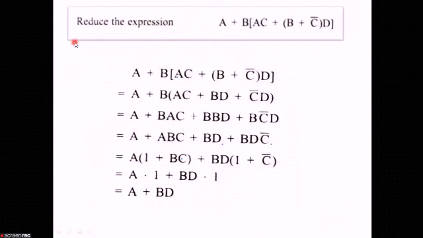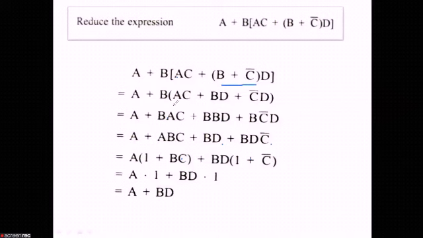Next expression is, we have to reduce this expression: A plus B in brackets, AC plus, in brackets, B plus C bar, the bracket closed, then D, and again the bracket is closed. Here we have just written the given expression: (A plus B)(AC plus (B plus C bar) D). So this one is equal to, we have expanded this one. Just see this one, we have expanded this one.